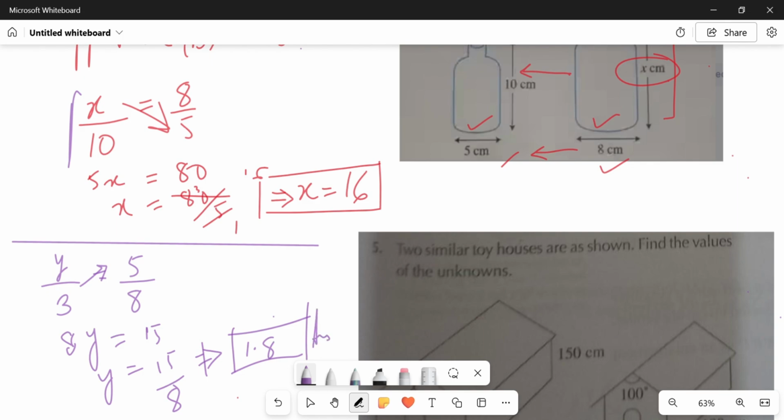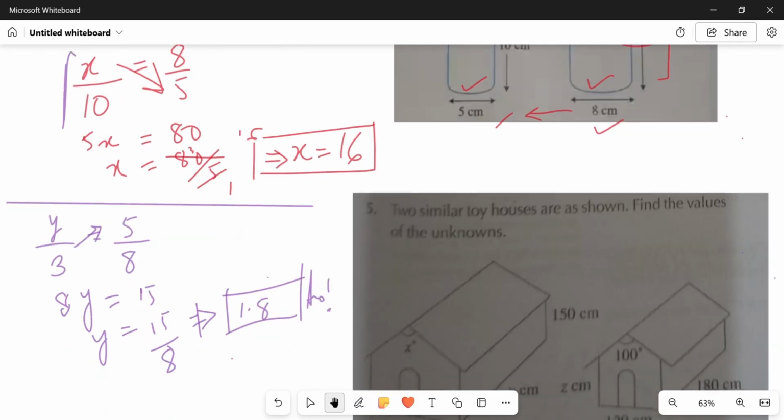That's it. Isn't it so easy? You only need to memorize the formula, right? And a little practice will make you perfect in these types of questions, right? Okay, let's do question number 5.